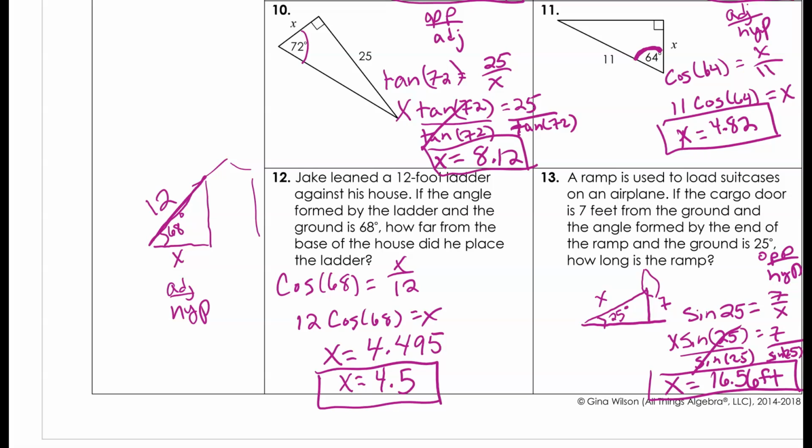This, how far from the base is, and that's a length of feet also. Put that unit in there.